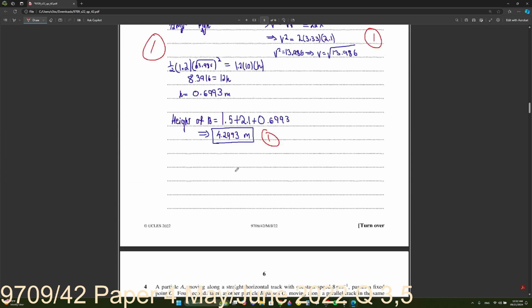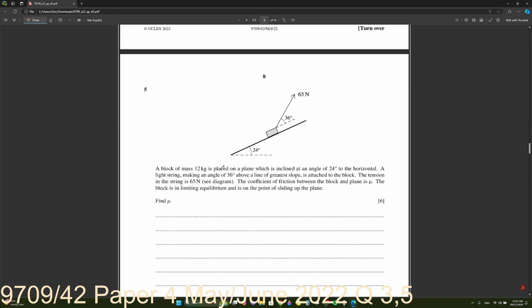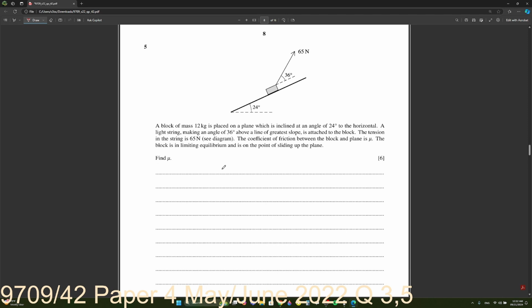So that's question 3. Now question 5. A block of mass 12 is placed on a plane which is inclined at an angle of 24 degrees to the horizontal. A light string making an angle of 36 degrees above a line of greatest slope is attached to the block. The tension in the string is 65. The coefficient of friction is mu. The block is in limiting equilibrium and is on the point of sliding up the plane.